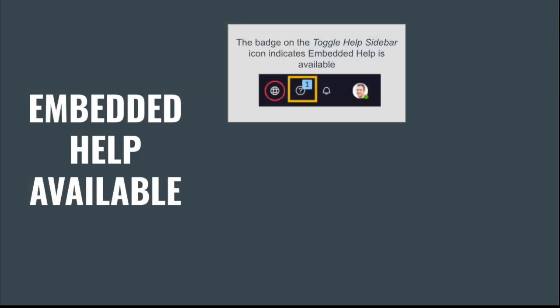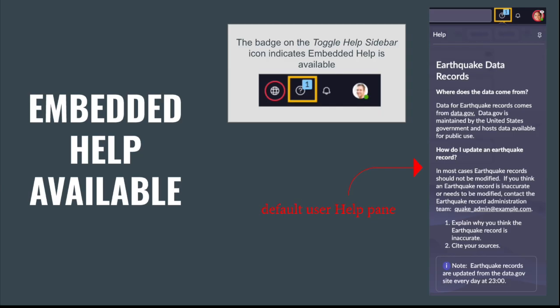Once embedded help is set up, the toggle help sidebar icon will display a badge indicating that embedded help is available. Clicking on it will open the help pane, which will now display customized content specific to the user's role in the application.